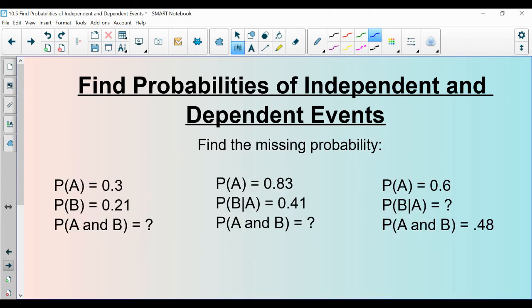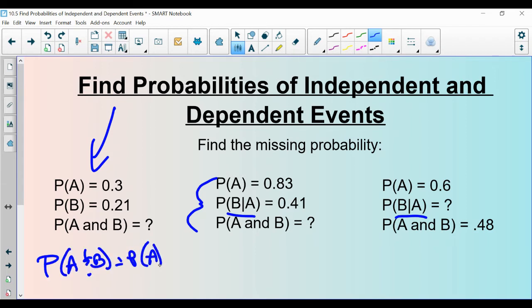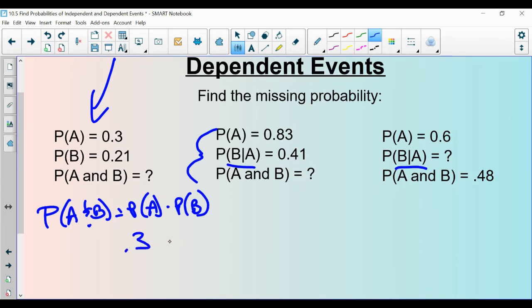So let's go ahead and take a look at some examples. Find the missing probability. This is just going to be using our formula. I can tell you right now that this is an independent event because it gave you A and B, but this other one would be a dependent event because the notation has changed to part of our dependent formula. So remember, the formula is the probability of A and B is equal to the probability of A times the probability of B. I can just fill in these things. 0.3 goes here, 0.21 goes here. That's my unknown. I'm just going to take 0.3 and multiply that by 0.21. What I end up with is 0.063.